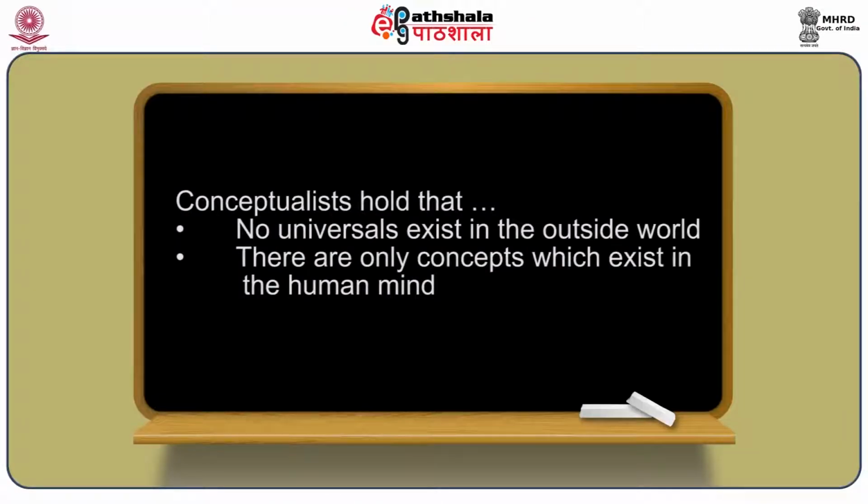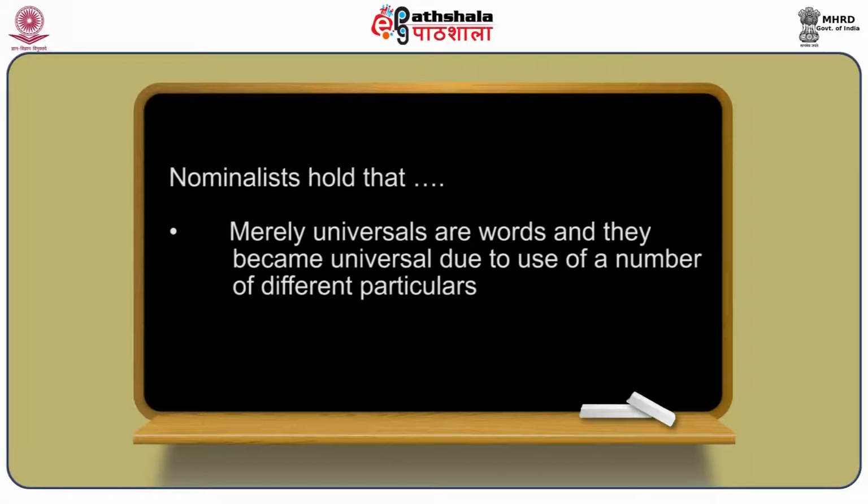Conceptualists hold that no universal exists in the outside world. They are only concepts which exist in the human mind. Whereas nominalists hold that universals are merely words, and they become universal due to their use for a number of different particulars. Now we come to the topic called definition of apoha.